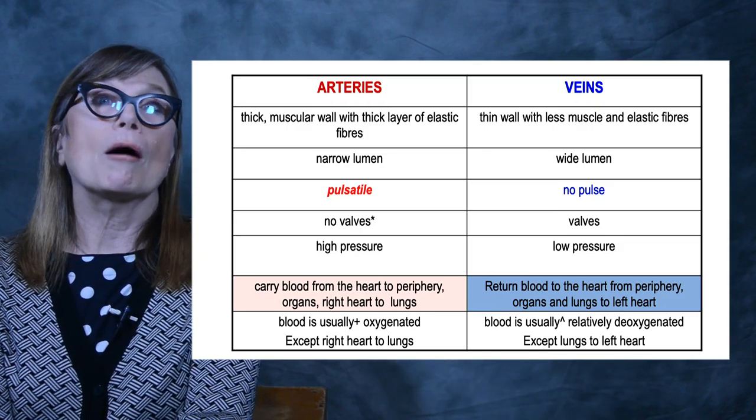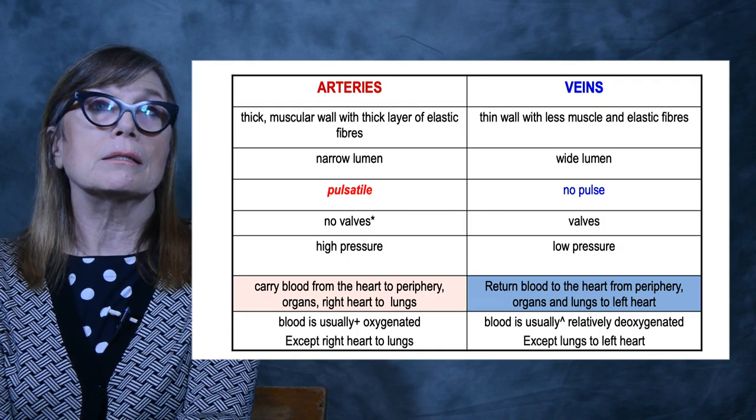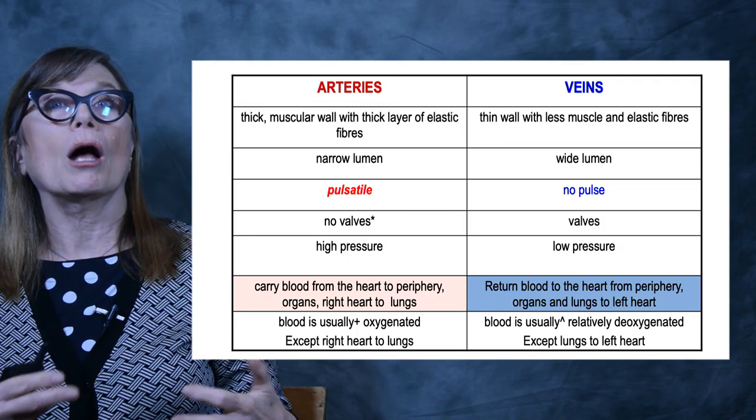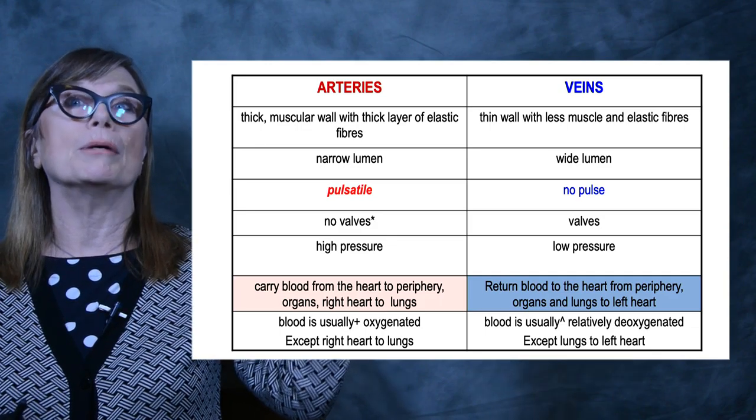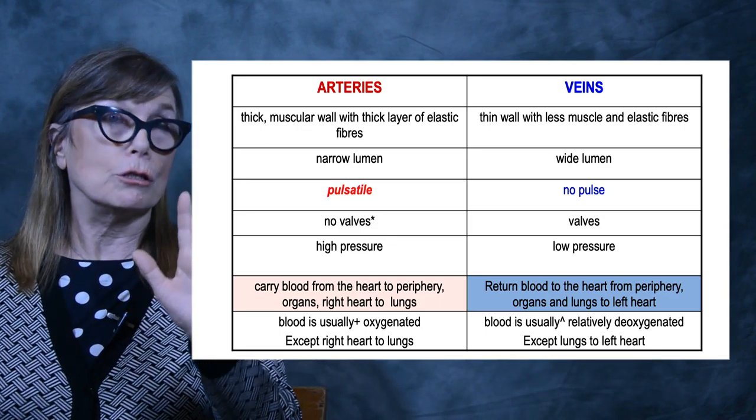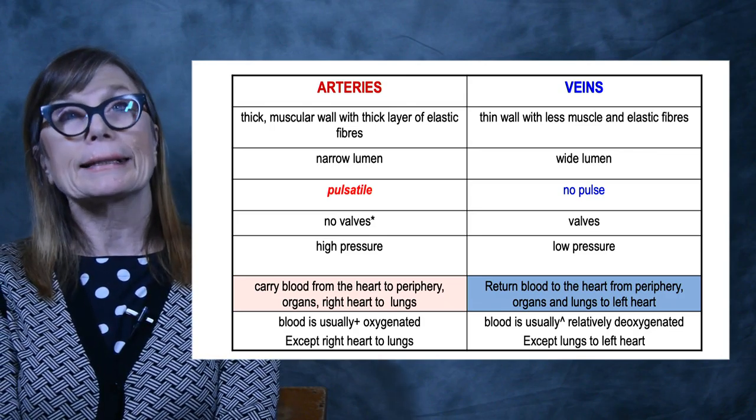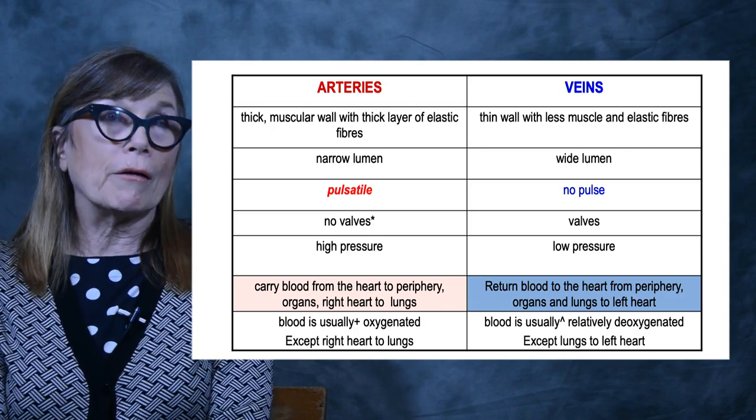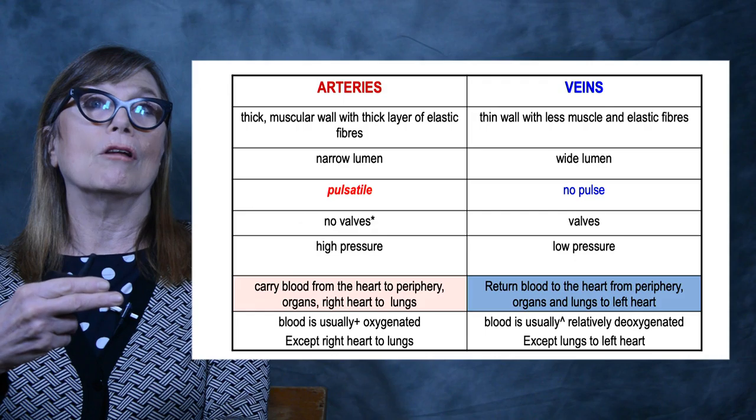Arteries carry blood from the heart to the periphery and organs, and arteries carry blood from the right ventricle up into the lungs. And the blood carried in the arteries is usually oxygenated, except in the pulmonary artery, which connects the right heart to the lung.